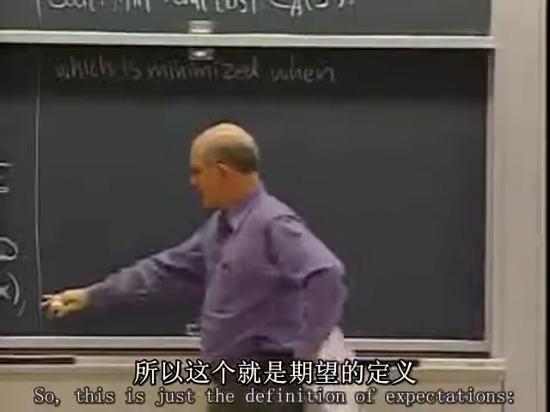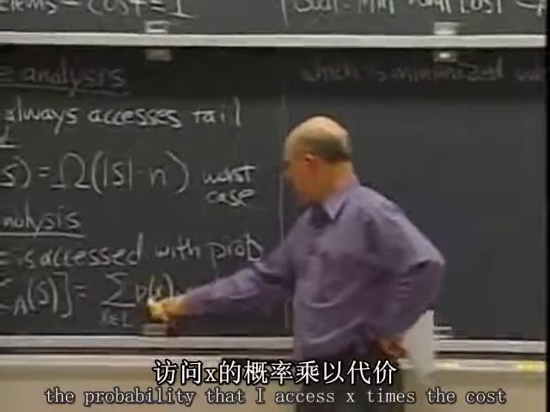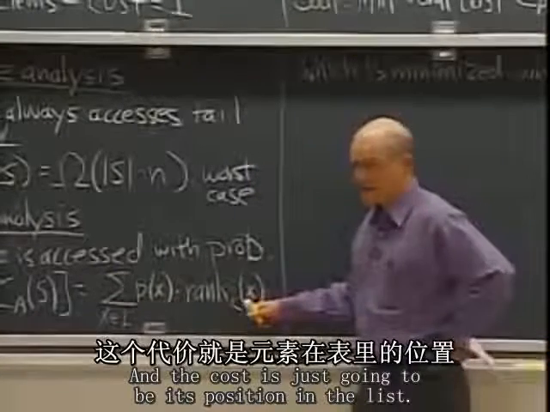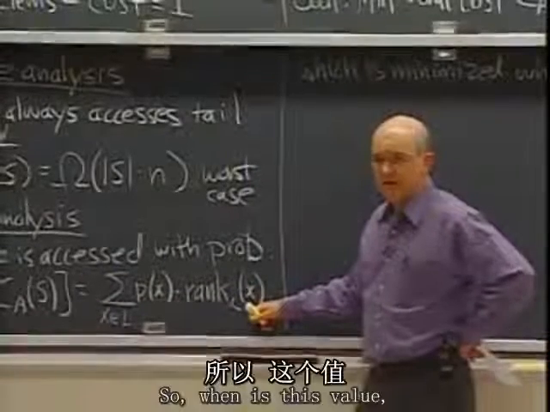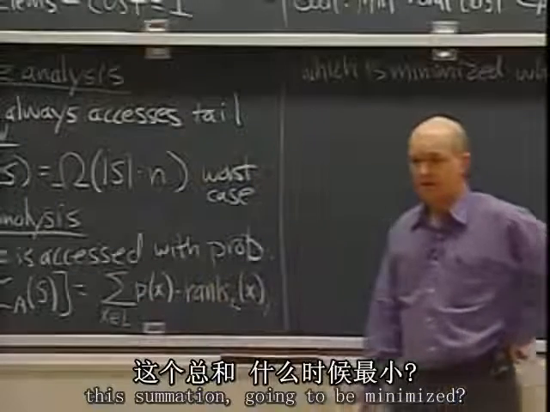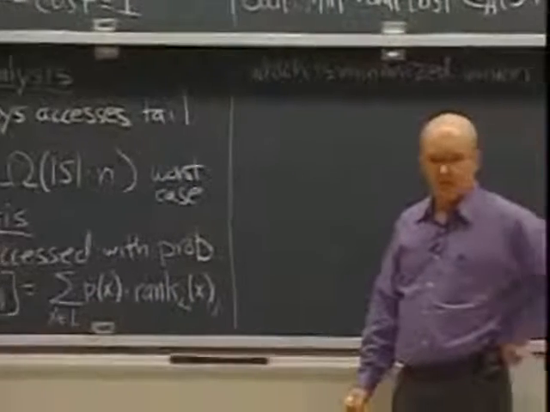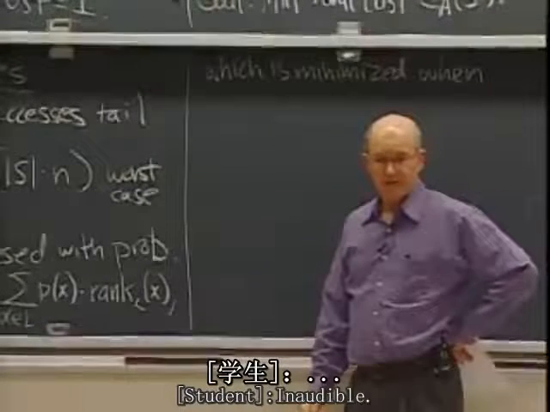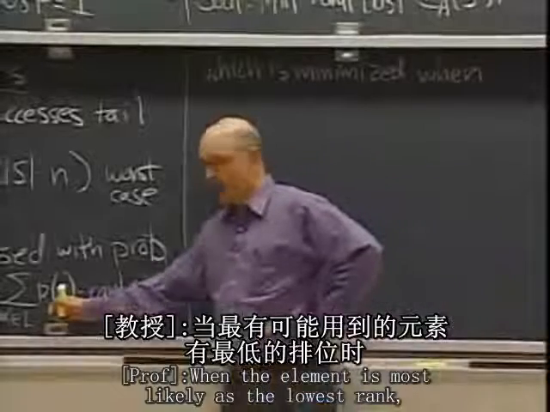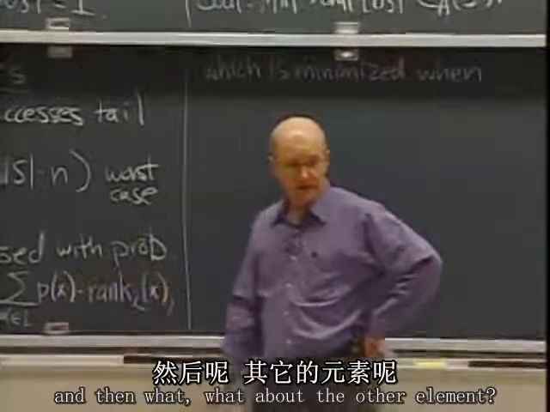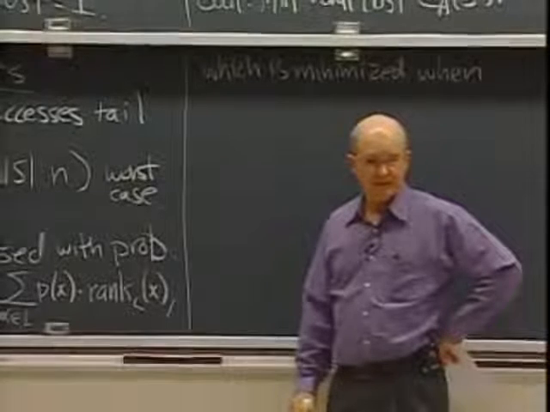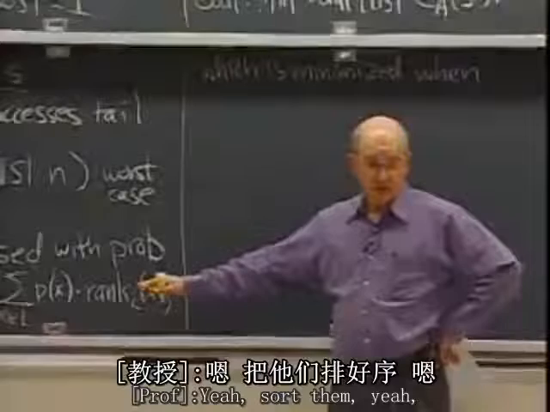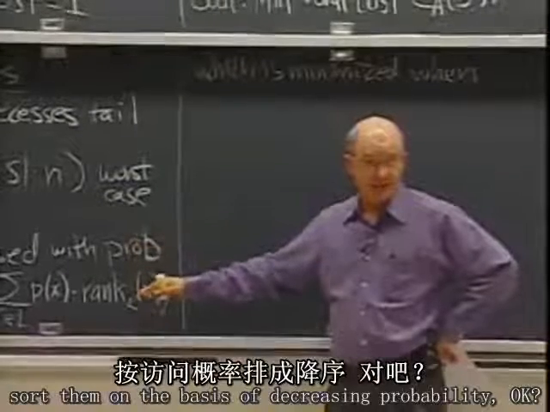So this is just the definition of expectation. The probability that I access X times the cost, summed over all the elements. And the cost is just going to be its position in the list. So when is this summation going to be minimized? When the element that is most likely has the lowest rank, and then what about the other elements? So you order them based on the probability of getting accessed. Yeah, so you sort them in decreasing probability.